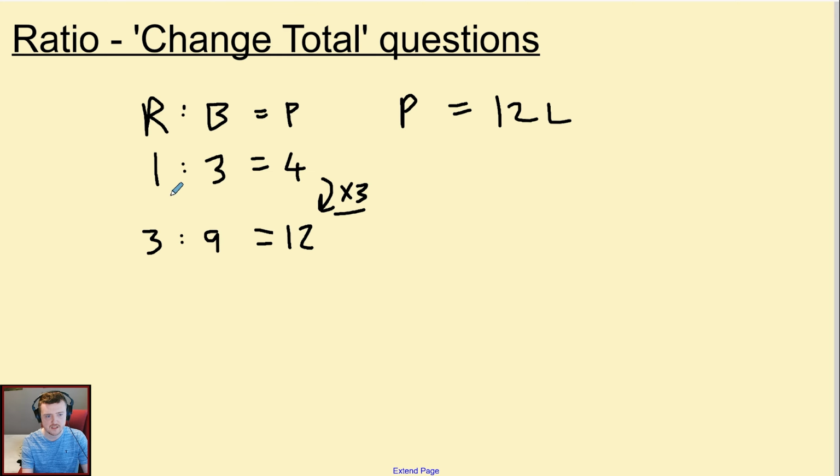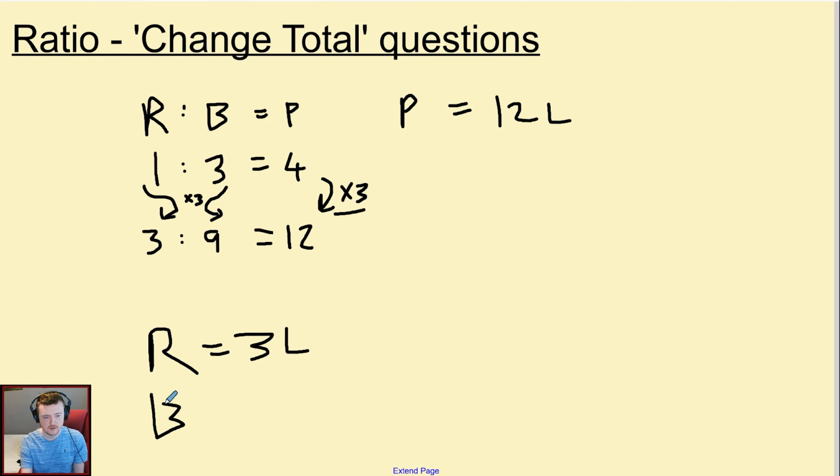And so for both of these, we've timesed it by 3 to get our answer. 1 times 3 is 3, 3 times 3 is 9. And so we'd write down that red is 3 litres and blue is 9 litres. And that would be my answer for this question.